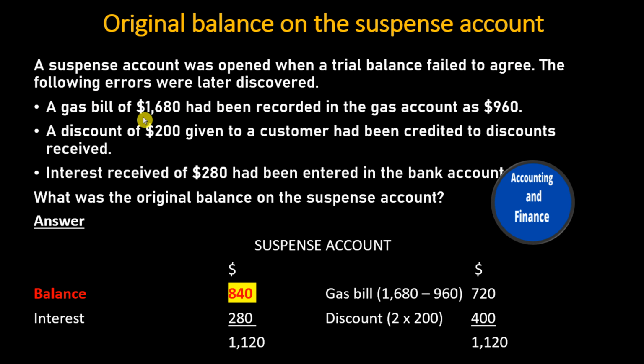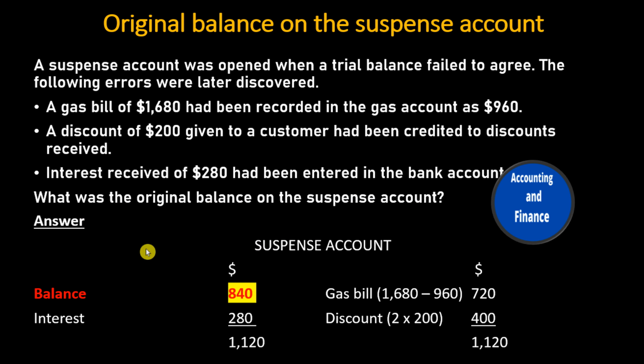A gas bill of $1,680 had been recorded in the gas account as $960. A discount of $200 given to a customer had been credited to discounts received. Interest received of $280 had been entered in the bank account only. What was the original balance on the suspense account?